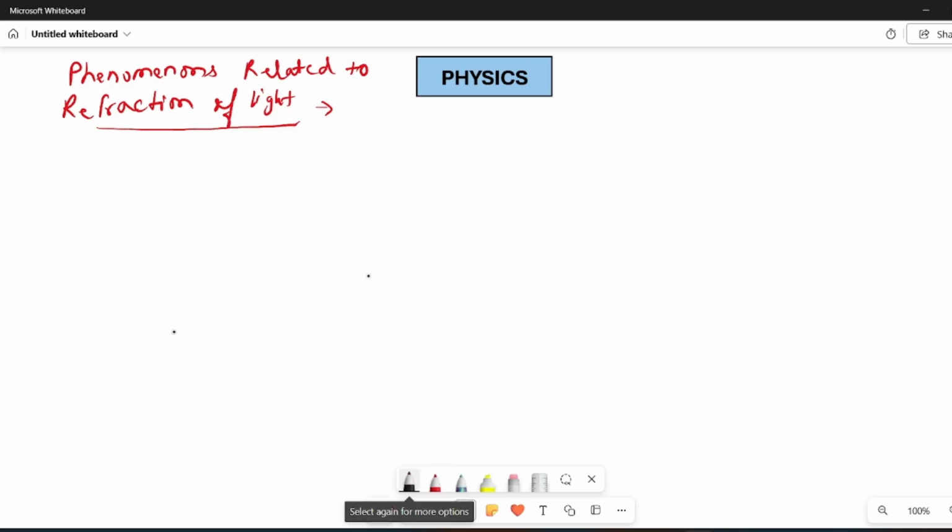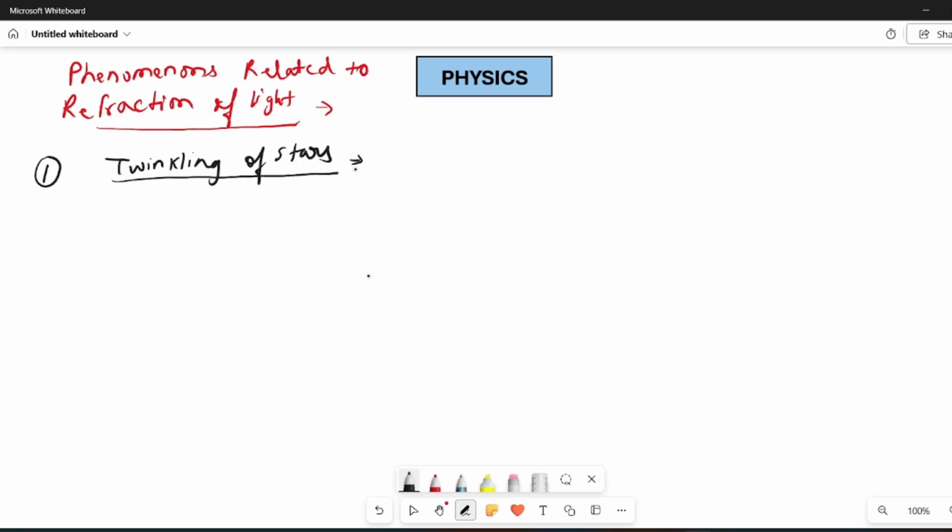Okay, and to understand this particular thing, one of the natural phenomenon which is related to refraction of light is your twinkling of stars. Twinkling of stars. Now what we have to do, we have to understand yes, refraction of light is happening there, but what exactly is happening? What particular mechanism is making stars blink, or changing its position? It feels like that one moment it is blinking, and the next particular moment it is coming back again.